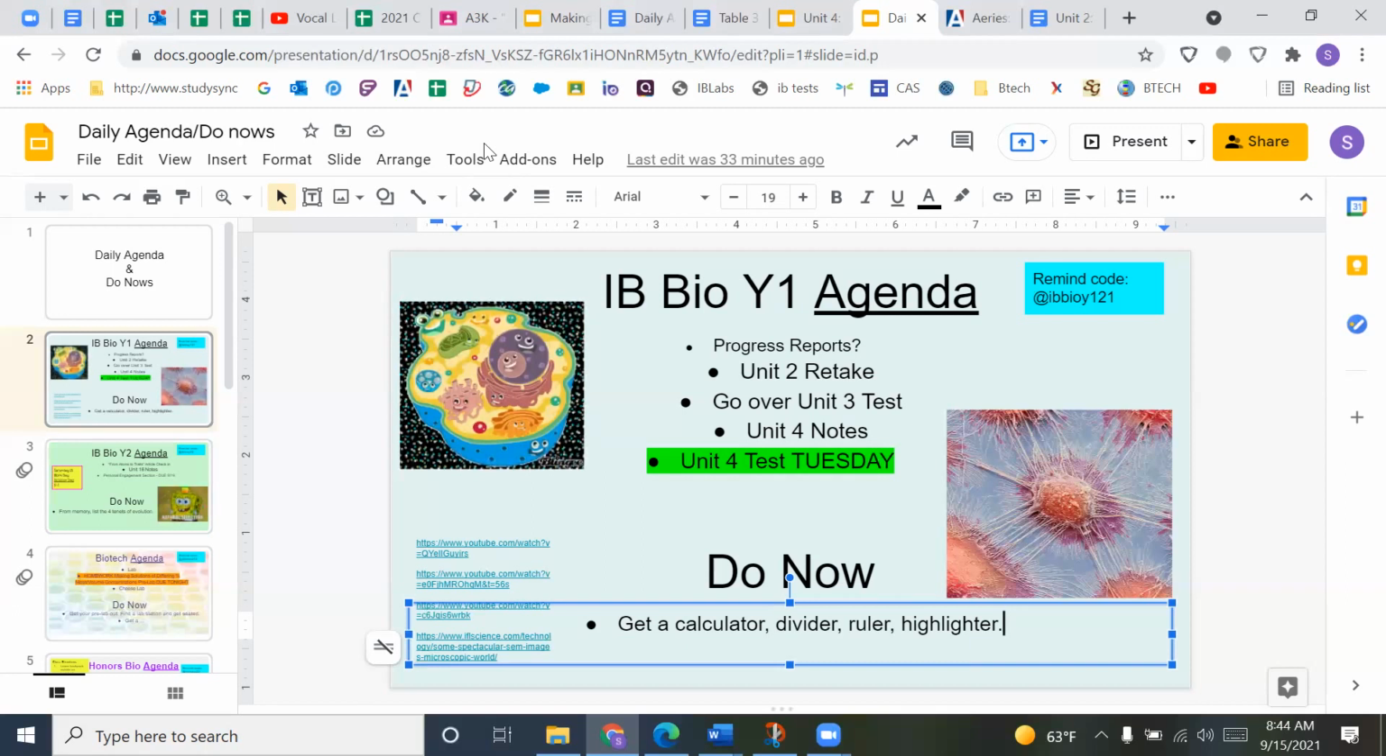Okay. I'm going to let you stare at this for 1 more minute. I'm erasing it before the test. Last chance for progress reports. It's due Friday, but if you guys have them, awesome. You guys need dividers if you don't have dividers yet.